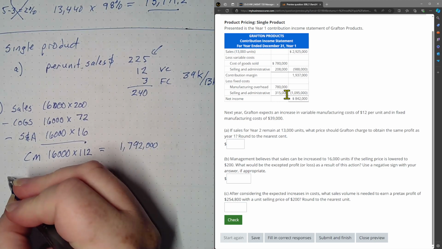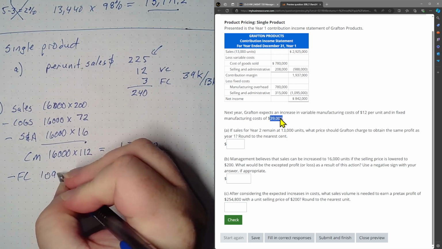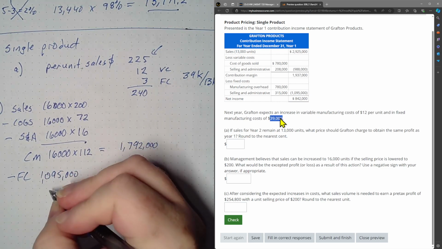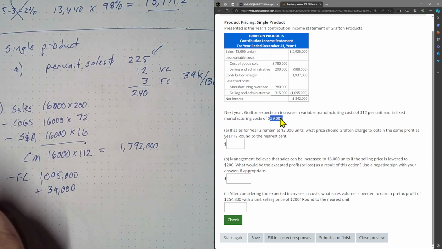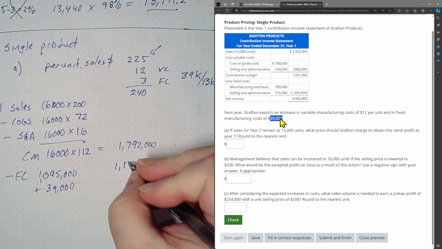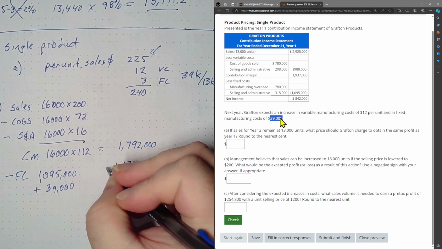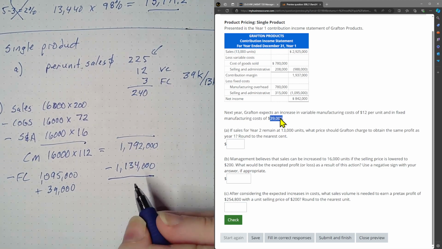Now we have to take out the fixed costs. Well, the fixed costs were 1095 million, but they increased by 39,000. So we have 1095 million plus 39,000 is going to equal 1134. Right, this is contribution margin minus the fixed cost will equal our new net income.